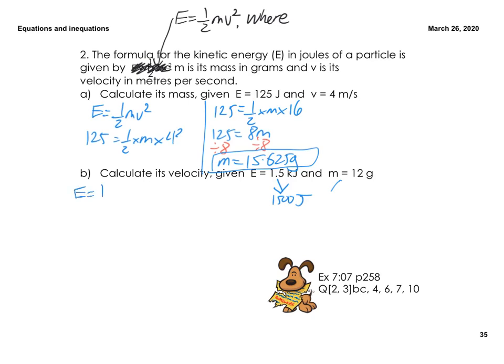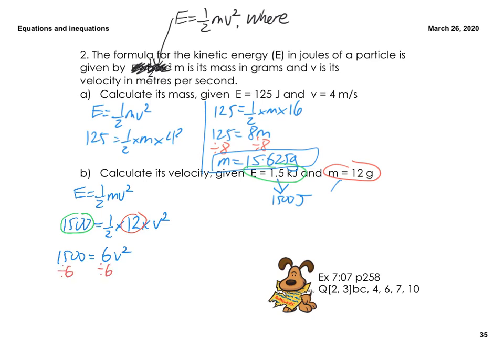Now I'll do the question. So E equals half m v squared. E is 1,500 equals half times the mass, which is 12, times v squared, which you don't know. And again, just to clarify, that E is this, and the m is this. Okay, so 1,500 equals, well, half times 12, of course, is 6, so we can go 6 v squared. Then divide both sides by 6. That's going to be 250.